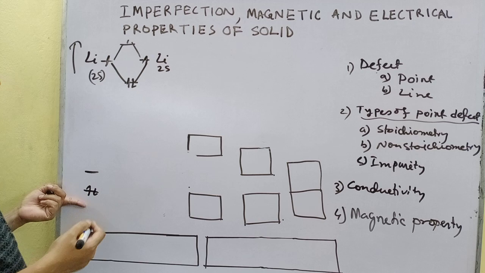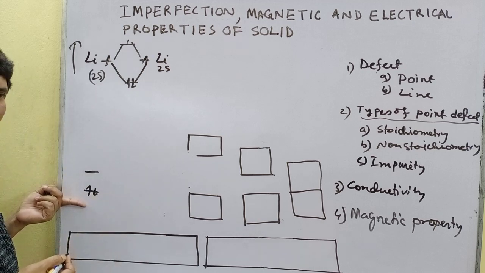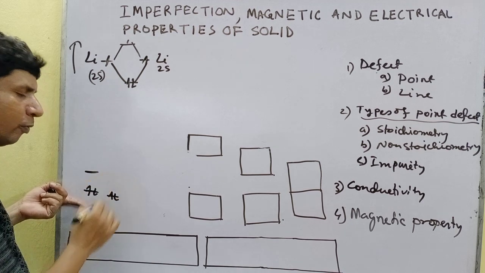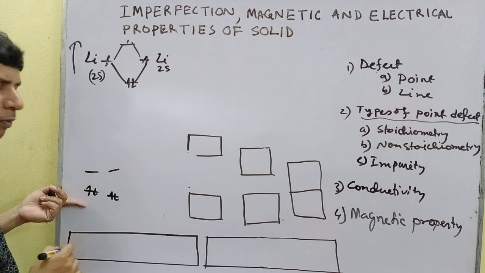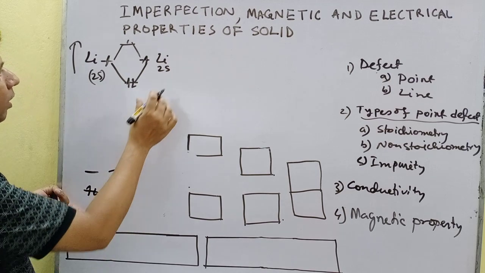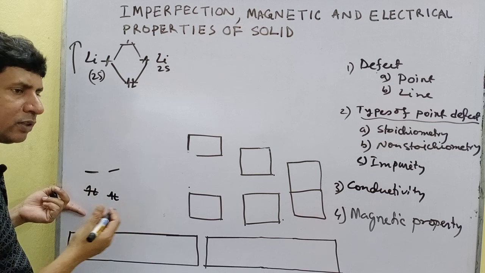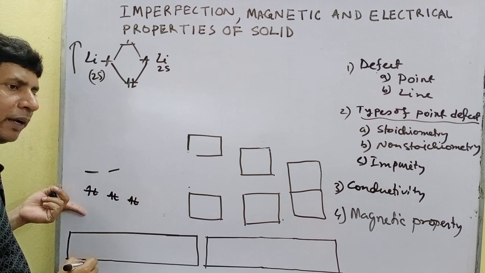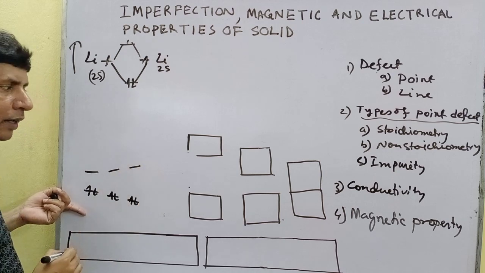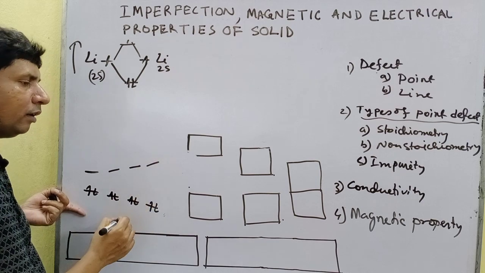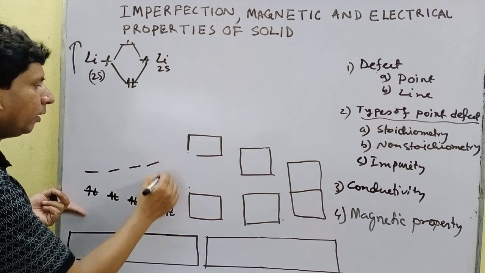Now, if another two lithium atoms come here, then what happens? Another bond will be formed and another anti-bond will be formed. Then again, when 6 lithium atoms remain together, there are 3 bonding orbitals and 3 anti-bonding orbitals: bonding, anti-bonding, bonding, anti-bonding.